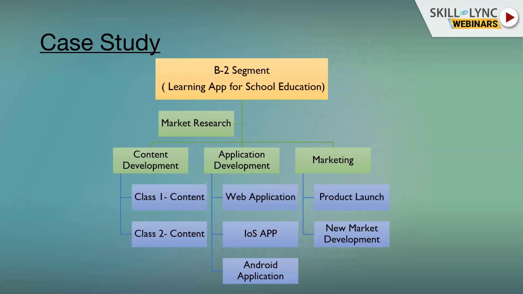So what is a product? Product is a learning app for school education. Learning app for school education involves content development, then application development, and marketing. What is content development? Content development is a particular phase of that project, right? So it has program 1, program 2, and program 3. Program 1 is the content development, program 2 is the application development, and program 3 is the marketing.